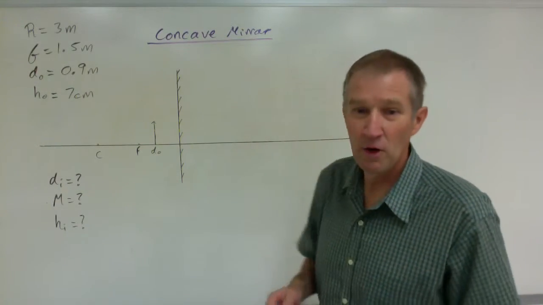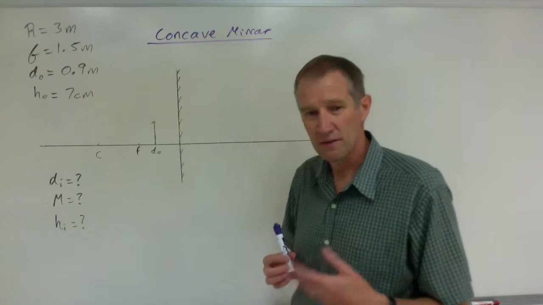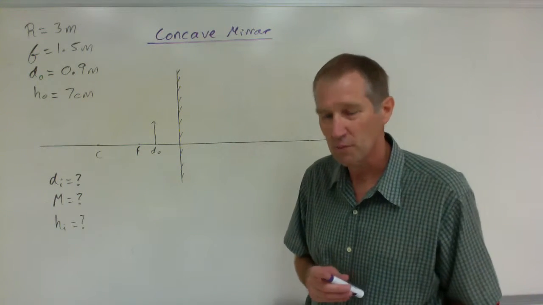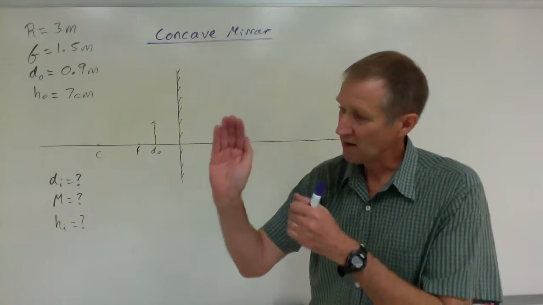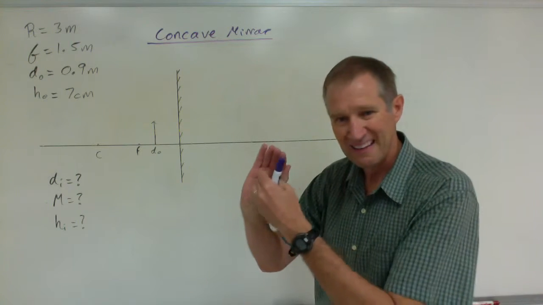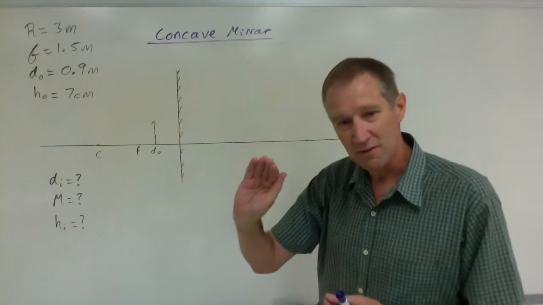This is a concave mirror. It's the exact same concave mirror as last time, the same as example 1. Again, the concave mirror is the one where it's like the inside of a spoon, so you're looking on the inside of it. It caves in, if you will.